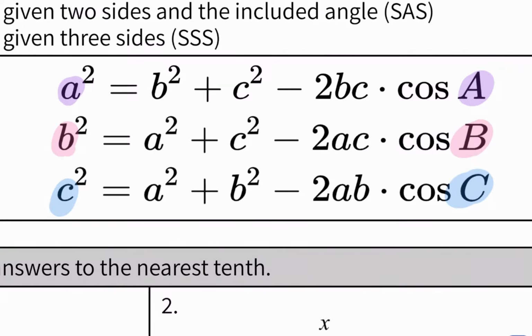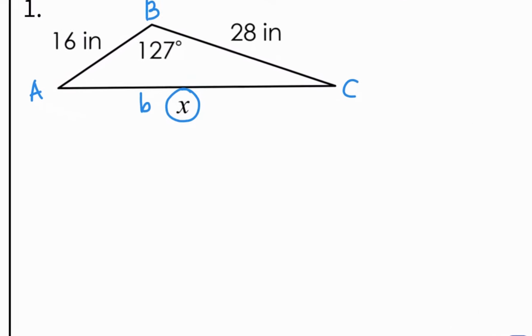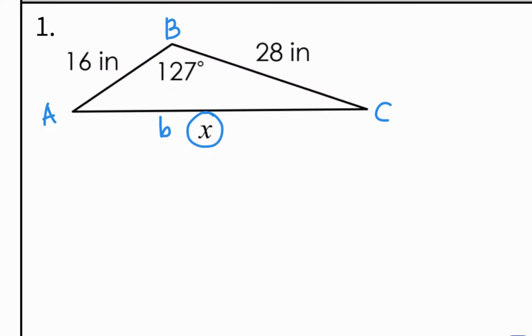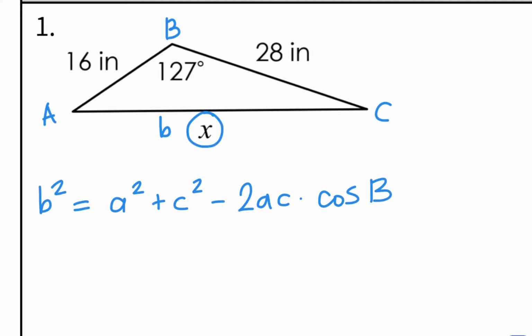Just so that I don't have to be switching back and forth, I'm going to write that down here. B squared is equal to A squared plus C squared minus 2AC times the cosine of capital B. Okay, so that X, I already labeled it. That's our little b. But what about these two other sides? If you look at these formulas, I need to know what little a and little c are. So if this is capital A, right across, that 28 is going to be little a. And then if this is capital C, straight across, that 16 is going to be little c.